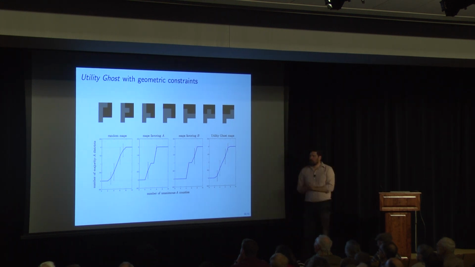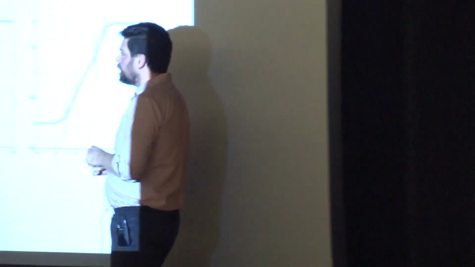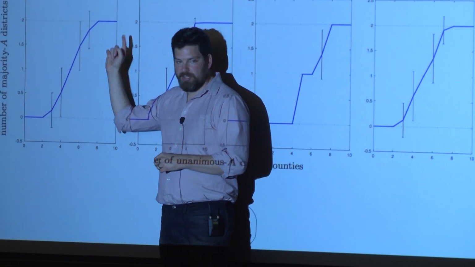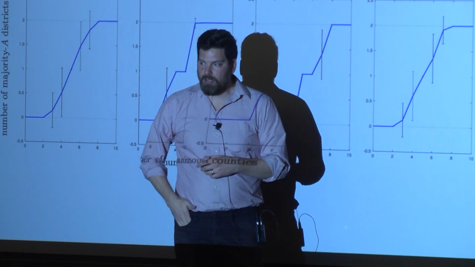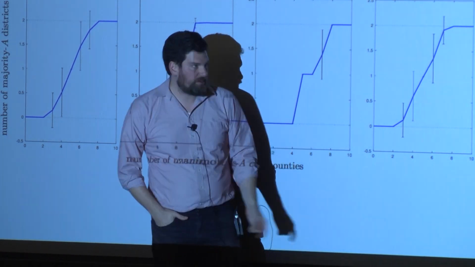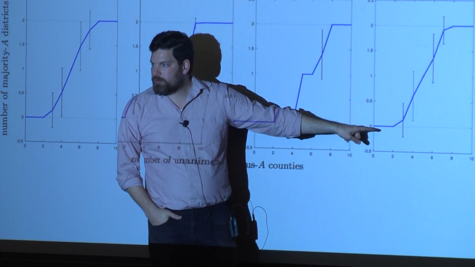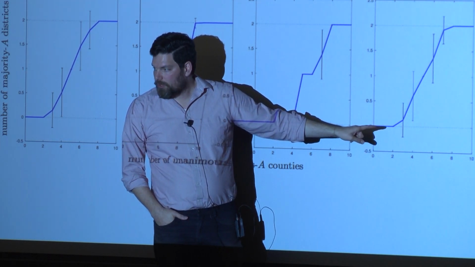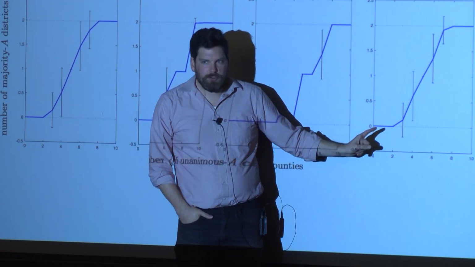If you were to randomly decide whether precincts were red or blue, and then draw one of these 7 maps at random, you would get a nice S-curve. If instead of drawing a map at random, you played utility ghost optimally, then you also get a nice S-curve. You get this no matter who plays first.